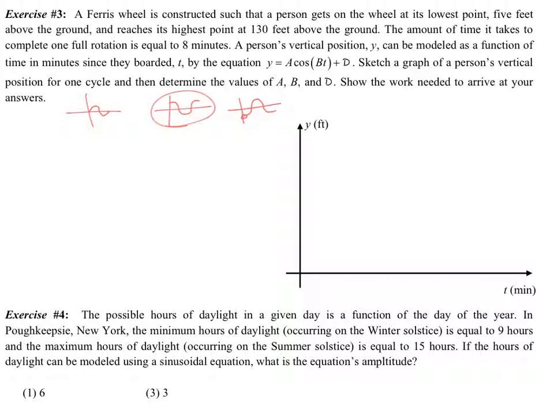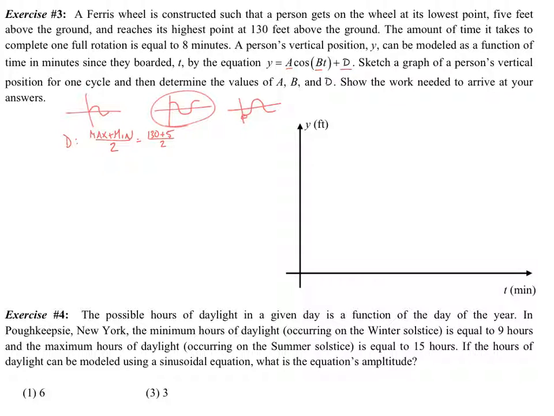Alright, if I'm going to graph this thing, I'm going to need to know what my d value is, what my b value is, and what my a value is. So we usually like to start with d. D is our midline, and that midline is going to be the average of our high point and our low point. So I know that the maximum value plus my minimum value over 2 will give me that midline. So it says that the maximum height we ever reach on this Ferris wheel is 130 feet, and the minimum is 5 feet.